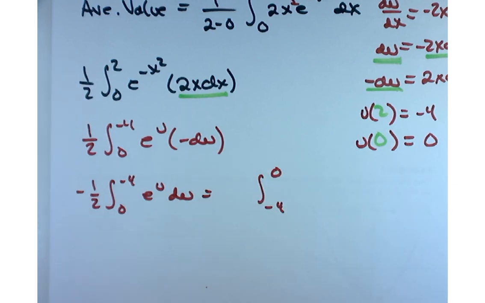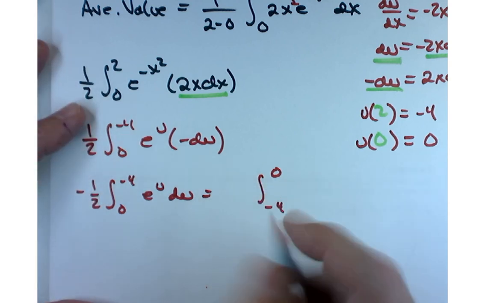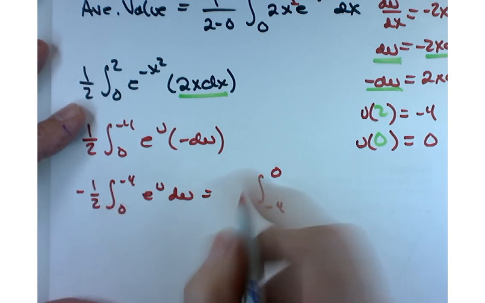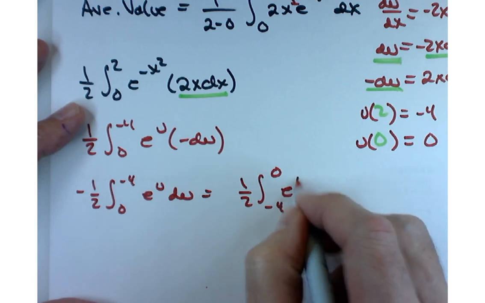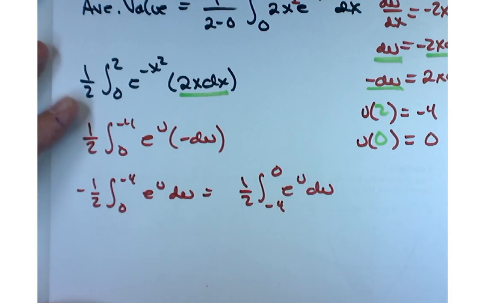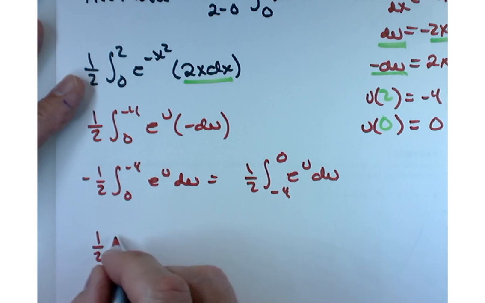You can do that. But what it does is it changes the sign of my answer. So instead of a negative 1/2, negative a negative becomes a positive 1/2, e to the u du. It's a nice little trick if you want to use it sometime. I don't think there's a problem where I'm going to require you to use it, but I'm glad you're aware of it.